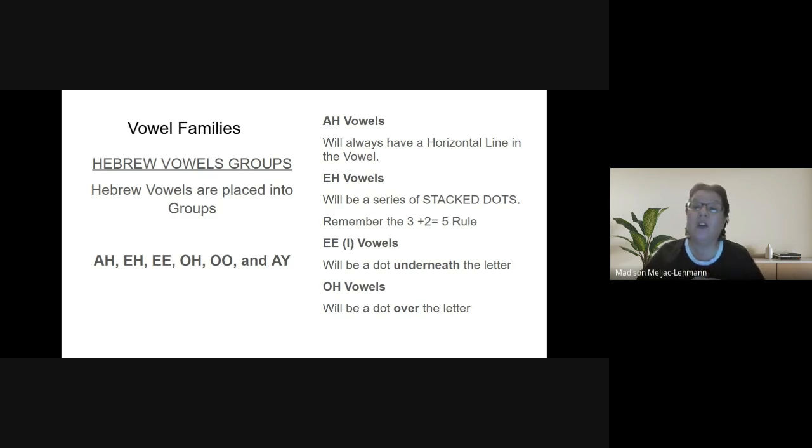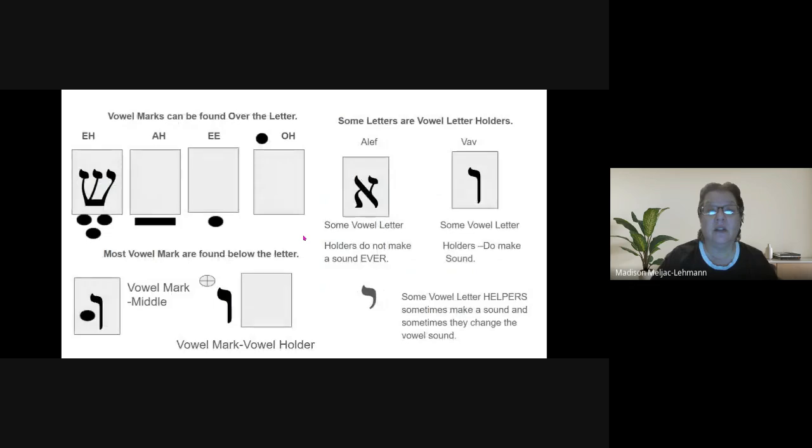If you don't know the vowel, check. Is it a horizontal line? Then it's always an A sound. Is it an EH? Is it stacked dots? Then it's going to be your eggs in a basket sound. Is it a single dot? Well, then you've got decisions to make. Okay. So this is a great chart, especially if you're having a hard time with vowels. At least I thought it was helpful.